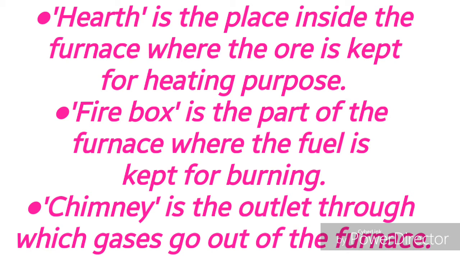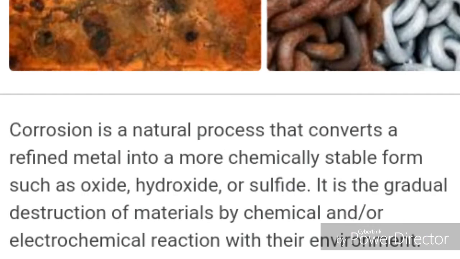Now let us learn about the process of corrosion. Corrosion is a natural process that converts a refined metal into a more chemically stable form, such as oxide, hydroxide, or sulfide. It is the gradual destruction of materials by chemical or electrochemical reaction with their environment.